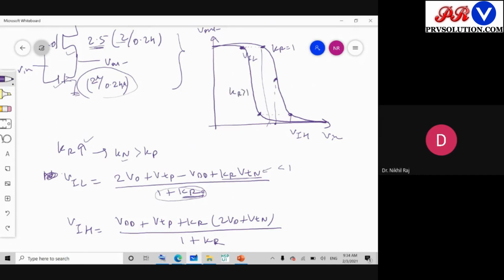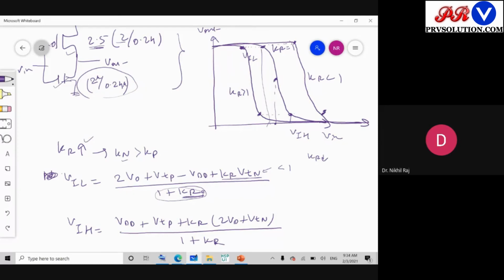Or we can say, if KR equal to 1 is the reference, then this is KR greater than 1. And what happens if KR is less than 1? If KR is reducing, this curve will move to the right side. So somewhere here, and this point will be somewhere here. So now the curve will be again like this. Okay, so this is for KR less than 1.